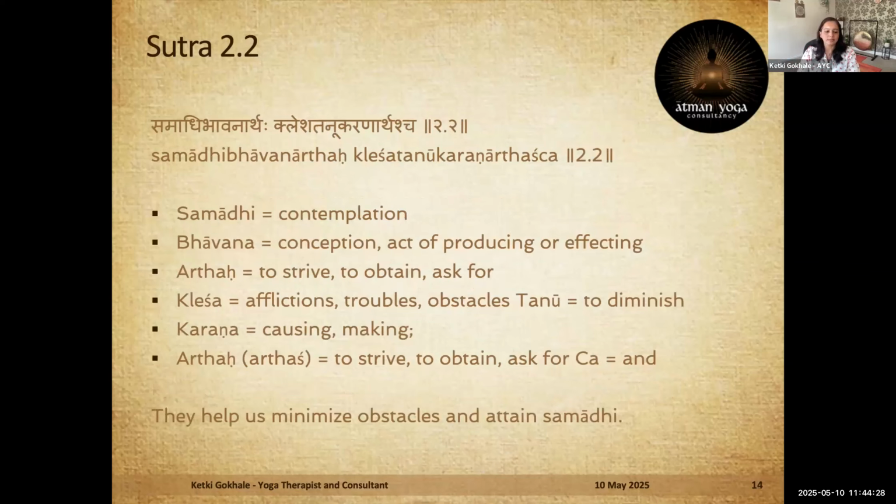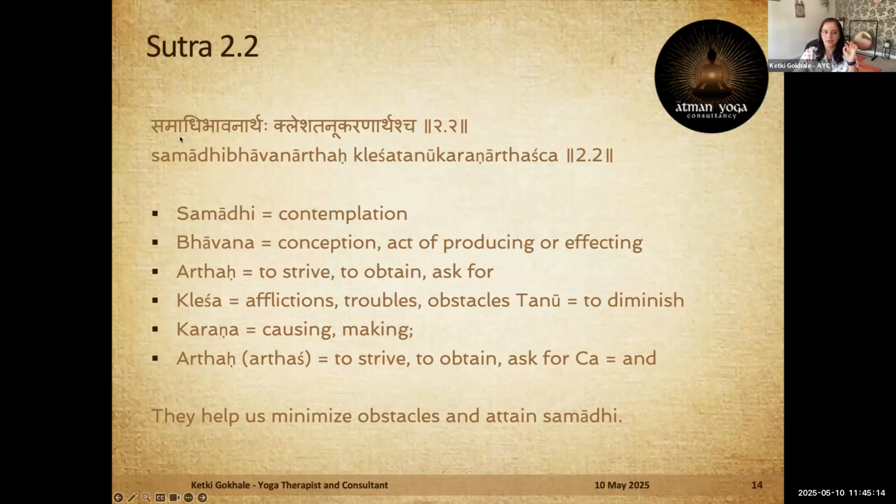The second sutra is about why we are practicing this Kriya Yoga. Samadhi bhavanartha klesha tanu karanarthascha. For what reason are we practicing Kriya Yoga? For attainment of Samadhi and Klesha Tanu. Klesha are all the sufferings. Tanu means to minimize them. Very beautiful.